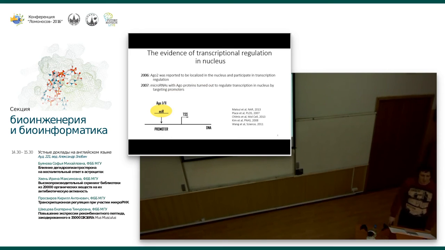Since 2006, researchers have been reporting evidence of a new mechanism of microRNA regulation. In 2006, Argonaute 2 was reported to be localized in the nucleus and be responsible for transcriptional regulation, despite the premise that it is a cytoplasmic protein. A year later, microRNAs turned out to be involved in this process. In general, it looks like the picture: microRNA in complex with Argonaute 1, it's still unclear how, somehow binds to the promoter, altering gene expression.